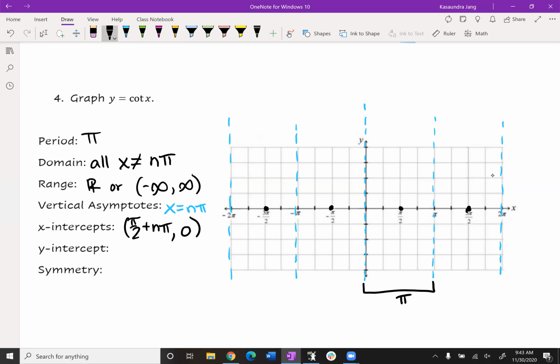Alrighty, y-intercept. Do you guys see anything about a y-intercept here? No? No, as in you don't see it, or like it's not going to happen? Oh, it's not going to happen. The y-axis is an asymptote. I can't hit the y-axis. So I have no y-intercept. But the symmetry, this is symmetric about the origin as well. Which in other words means it's an odd function.